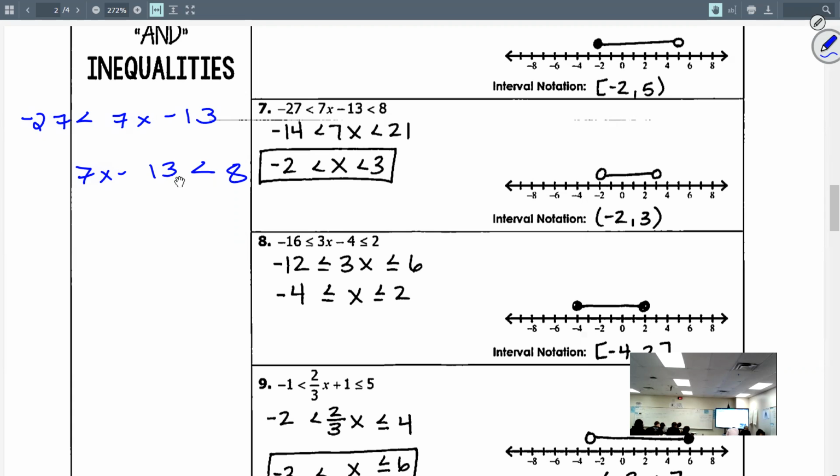All right, so then we're going to move on to the absolute value inequalities. Have questions on these ones? Speak up now.